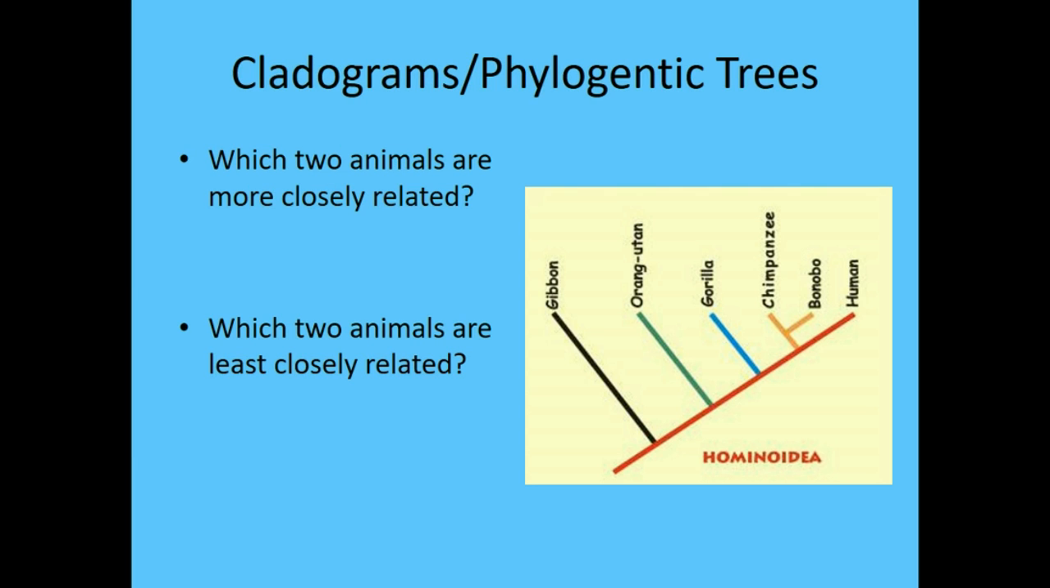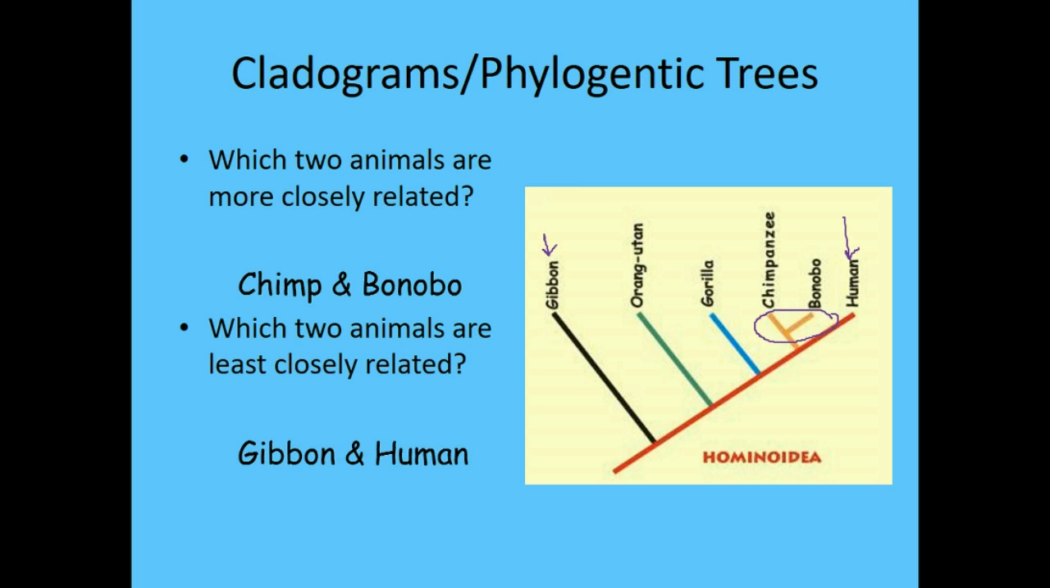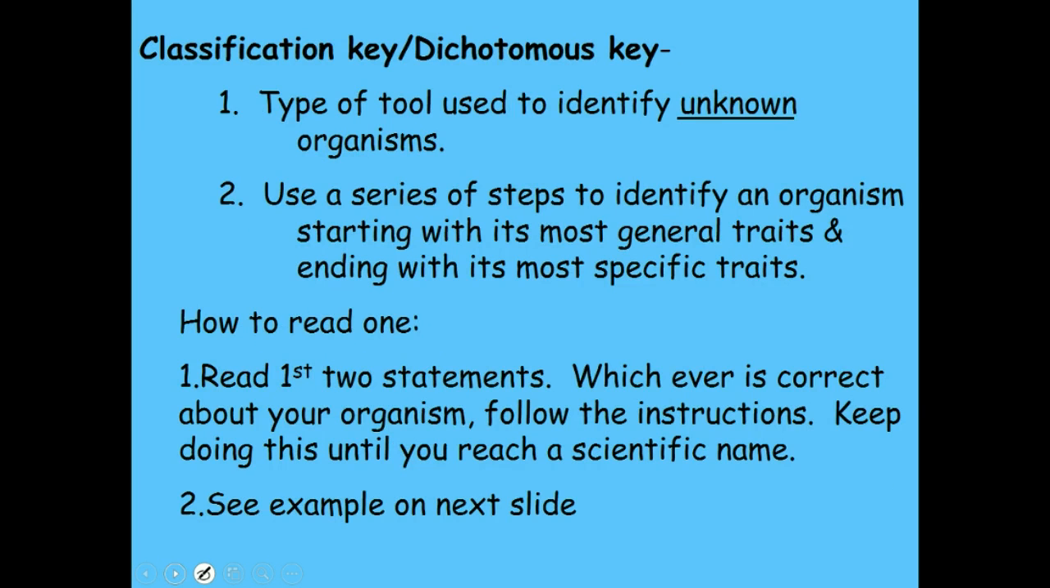If you look at this diagram over here, the first question asks, which are the two most closely related? We want to find the two that are most closely linked, which in this case is the chimp and the bonobo. The least likely to be related are this one here and this one here, the human and the gibbon, because they are the furthest apart. So this one is physically closest, and these are the furthest apart when you look at the diagram itself. Being able to look at the diagram and analyze it is really a key thing.